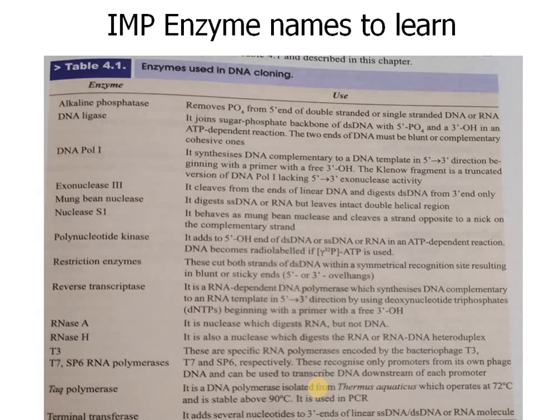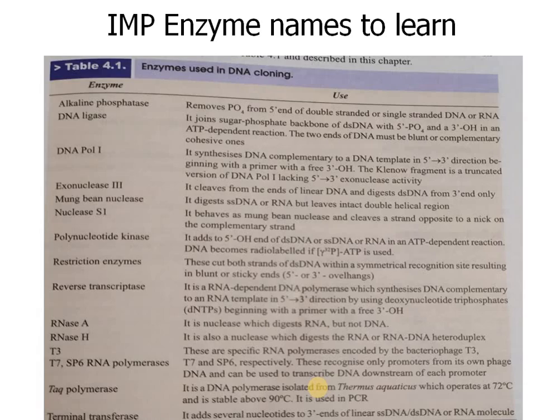Then DNA ligase, we have already seen what the function of DNA ligase is. It will join two pieces of DNA. Then DNA polymerase, we have also seen this. Then exonucleases, I have already told you about nuclease enzymes. They have the property to break down, to cut. So nucleases will cut down whatever your gene or DNA sequence is. So exonucleases will result in cleavage.